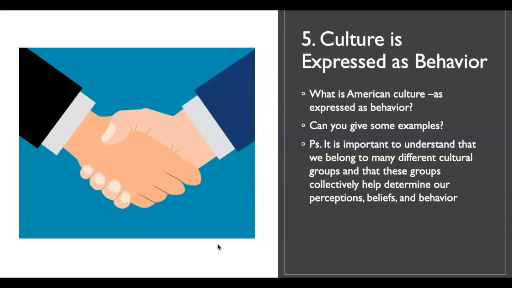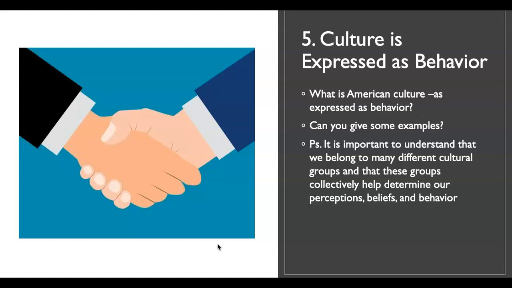What is American culture as expressed as behavior? Can you give some examples? If you take a look at the drawing here, you see that in a formal context, when we first meet someone, we would shake their hand, right? And this may not be shared by other cultures. Maybe they would kiss cheeks. Maybe they would bow, for instance. So this is one of the ways culture is expressed as behavior.